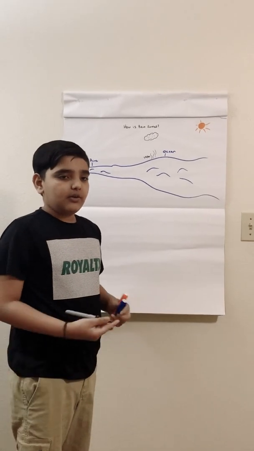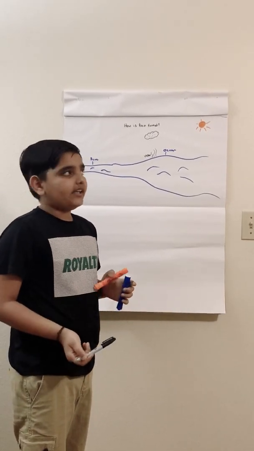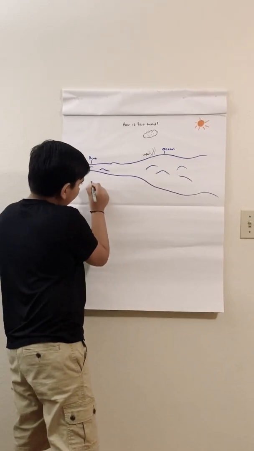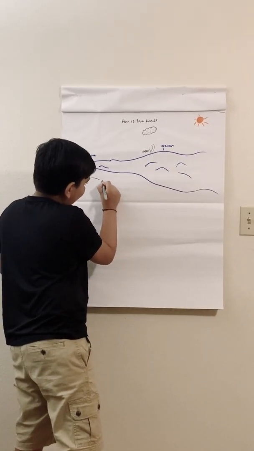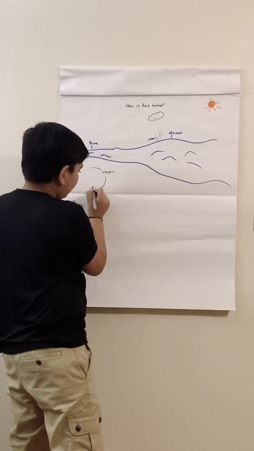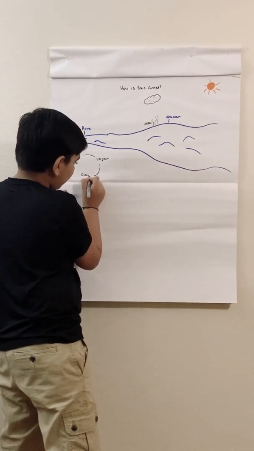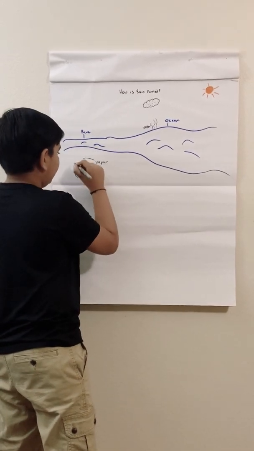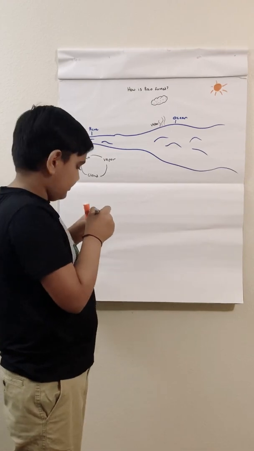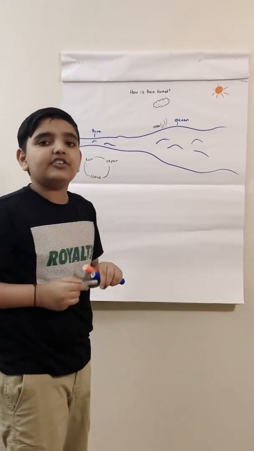That is called a water cycle. A water cycle is the vapor, here I'll write it down, vapor, which turns into the clouds, then that turns into the rain. There's also an experiment that you can do with it.